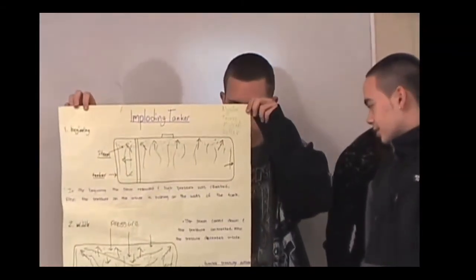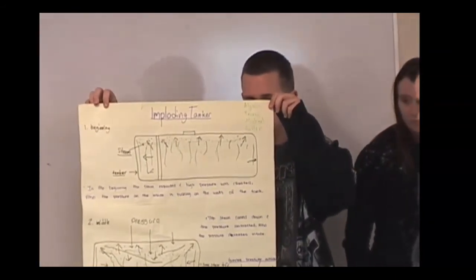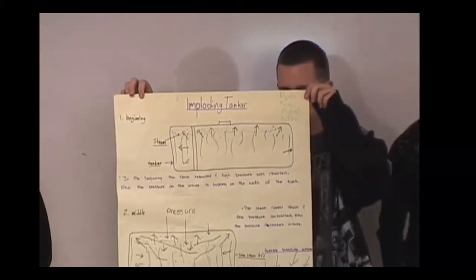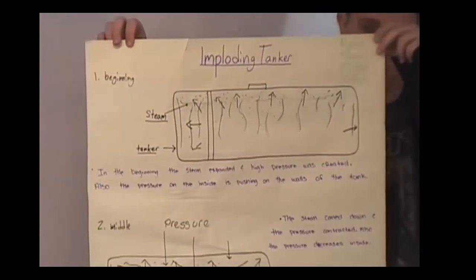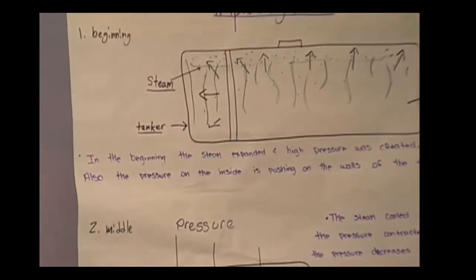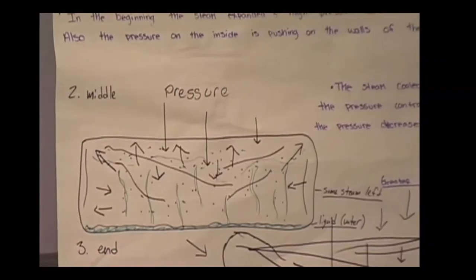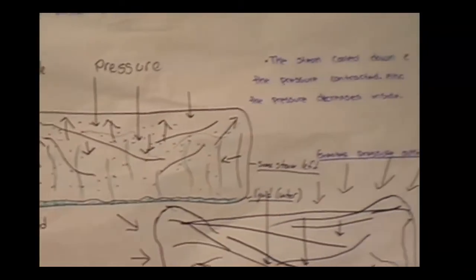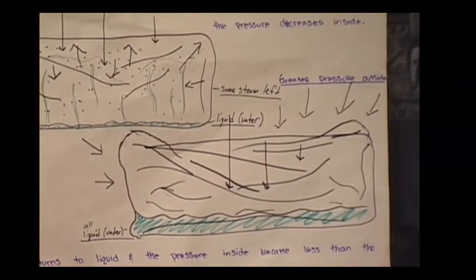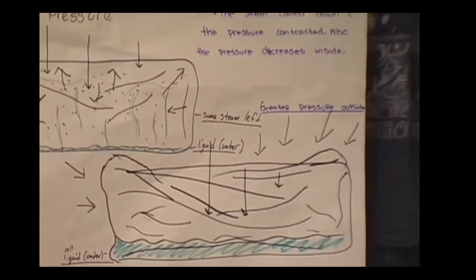And then in the middle, the steam pulled down, the pressure contracted and decreased in size. And at the end, the gas returned to liquid, and the pressure inside became less than the pressure outside. It became what? Less pressure than the outside. Okay, so there's less pressure than the outside, so why would that make it crush? Because there's more pressure outside, so it pushed in the tank.